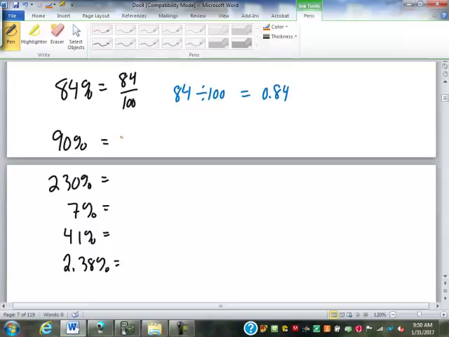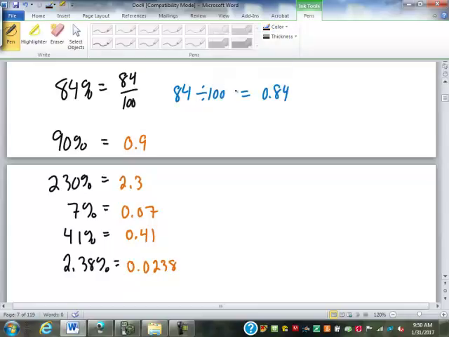So what's 90% become? 0.9. 230%. 2.3. 7%. 0.07. 41%. 0.41. 2.38%. 0.0238. Any questions?